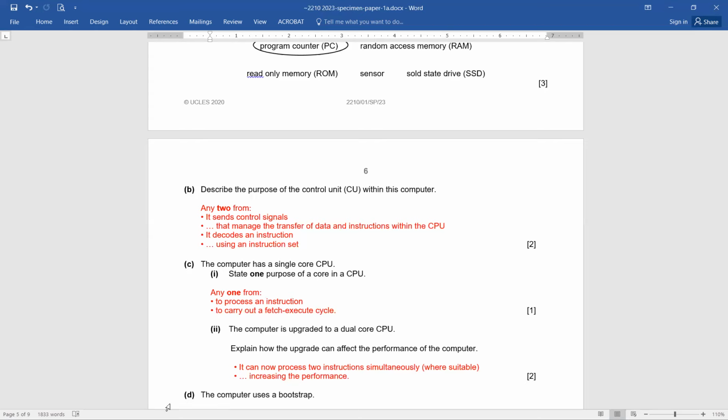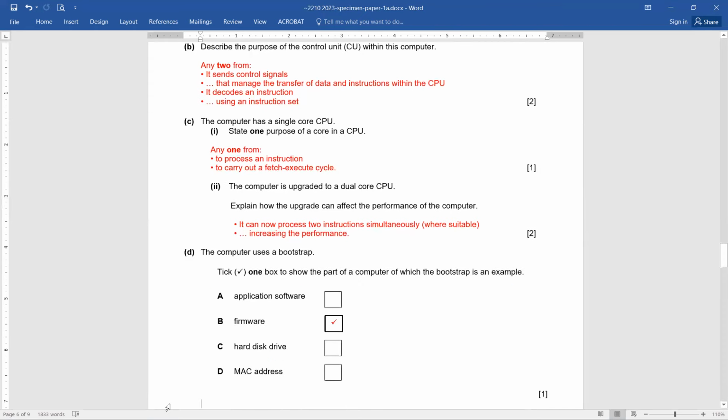By the way, do we remember any other core also? Dual core and any other core? Yes, that's great. It is the quad core. Now, the computer uses a bootstrap. Tick one box to show the part of a computer of which the bootstrap is an example. Is it an application software? Is it a firmware? Is it a hard disk drive, or is it a MAC address? Definitely out of these, all are inappropriate except for part B, that is firmware. So you will simply tick this box to tell that bootstrap is an example of firmware.